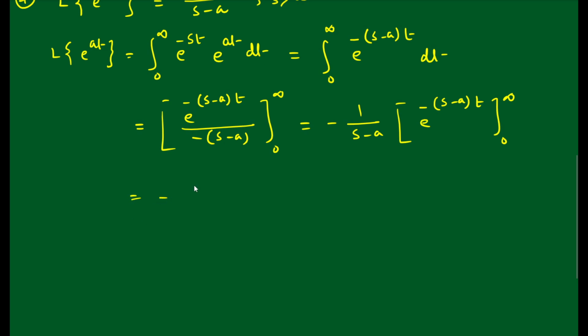Okay, so this is equal to minus 1 by s minus a. Putting the limit t equal to infinity, again it will be the same, 0 minus 1, so minus minus plus, it is 1 by s minus a. Okay, so this particular formula is very, very important. The Laplace transformation of e to the power at will be 1 divided by s minus a. Okay, 1 by s minus a.